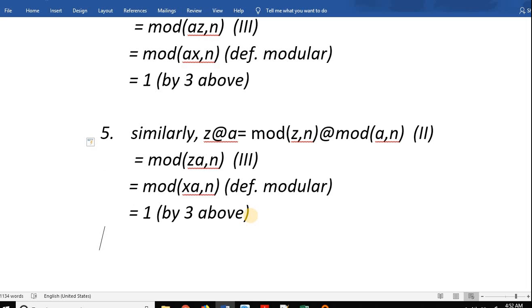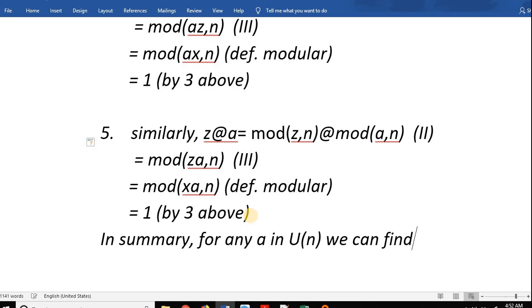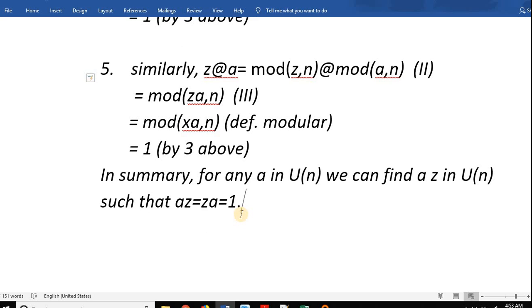And then, in summary, for any a in U of n, we can find a z in U of n such that a at z equals z at a equals 1. All right? Now, did I cover all the bases? The one thing I have not shown is that z is relatively prime to n.